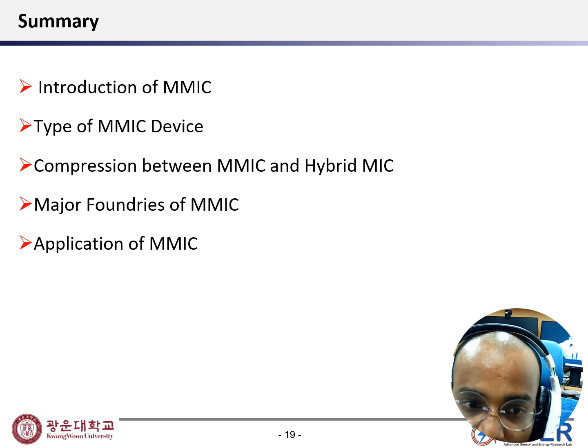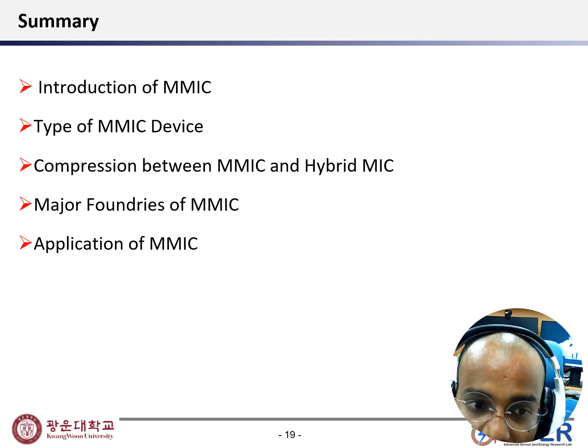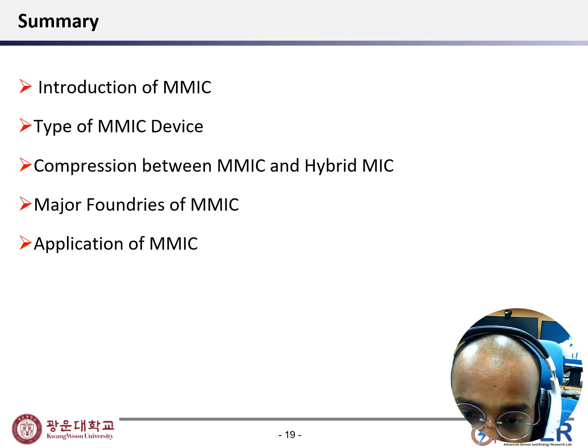Now let's recap some of the presentation that we have gone through. We talked about the introduction of MMIC, that it originated in 1964 but was first fabricated in 1968. Also, we talked about the types of MMIC devices, the active types and the passive types, and we also saw the comparison between MMIC and hybrid MIC.